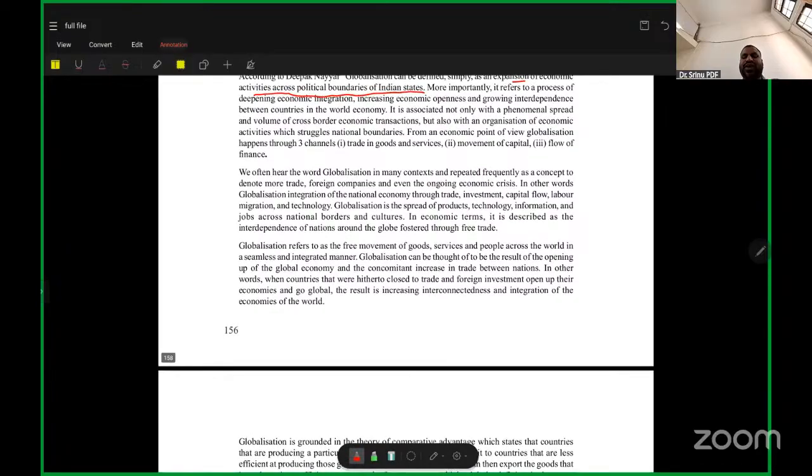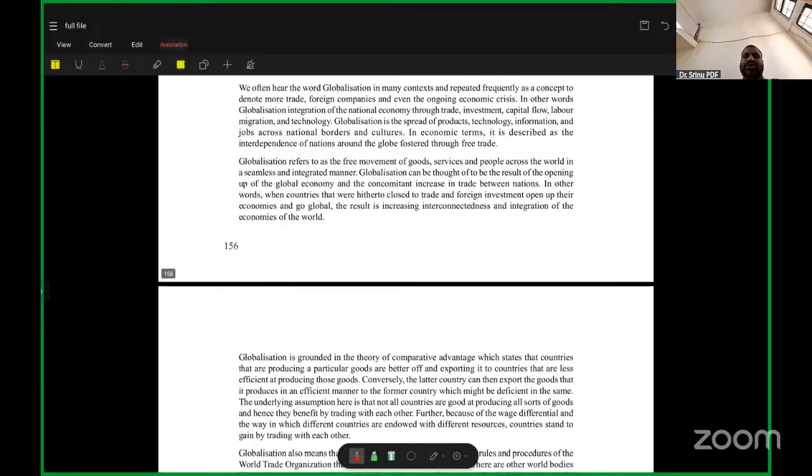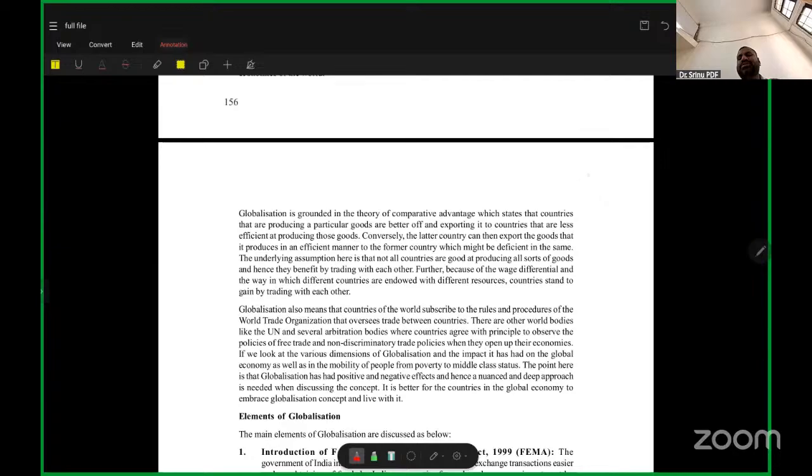Globalization refers to the free movement of goods, services and people across the world in a seamless and integrated manner. Globalization can be the result of opening of the global economy, with a concomitant increase in trade between nations. It means any country can start business in any other country throughout the world, and they are not going to face any barriers or restrictions.